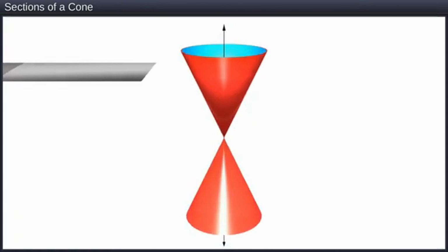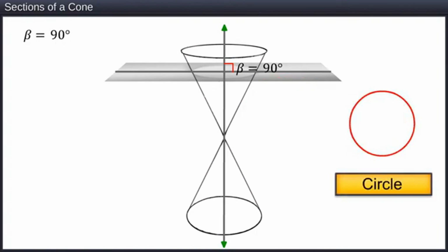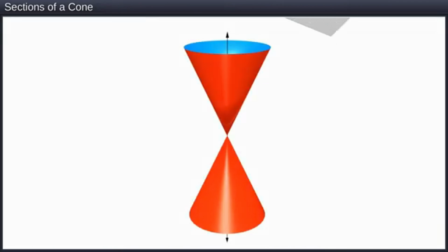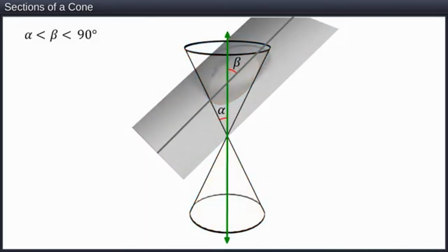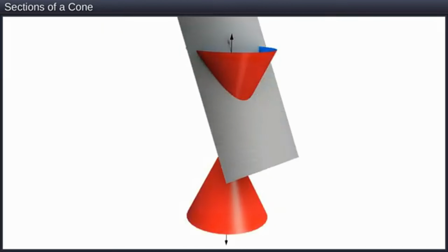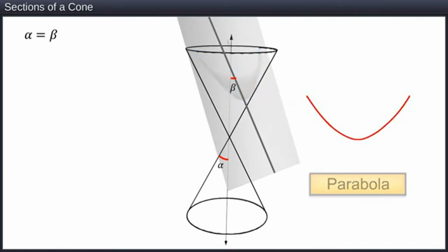If the plane intersects one nape of the cone at right angle to the vertical axis, the resulting conic section is a circle. If the plane intersects one nape of the cone such that angle beta is greater than angle alpha, but less than 90 degrees, the resulting conic section is an ellipse. If the plane intersects one nape of the cone such that angle beta is equal to angle alpha, the resulting conic section is a parabola.